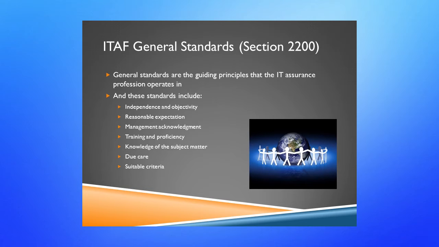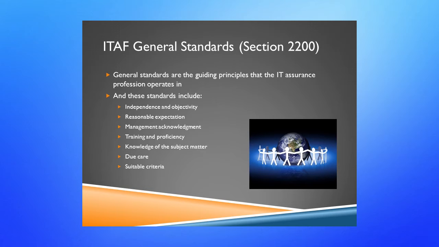So that means that general standards would include, as I said, the independence and objectivity for all the same reasons we did before, that it's important the auditors are independent of those areas in which they're auditing, and that they remain objective about what they're doing, no bias going in there. Reasonable expectations of what we expect from the auditor through their work. That management acknowledges what's happening, that they understand that the audits are going on and that they provide assistance as they need.